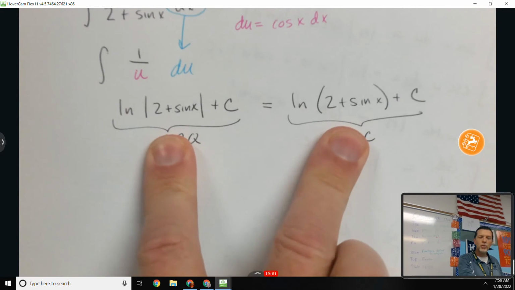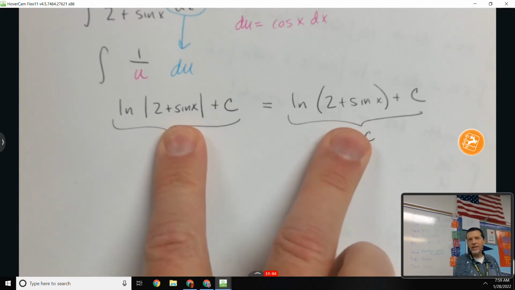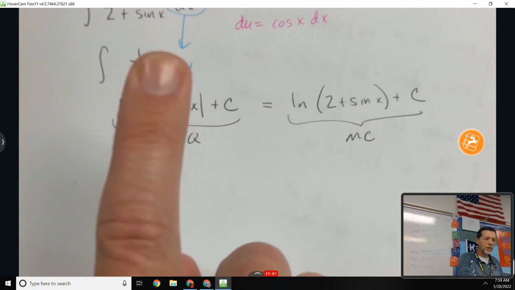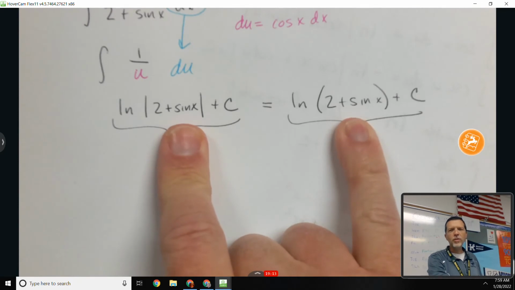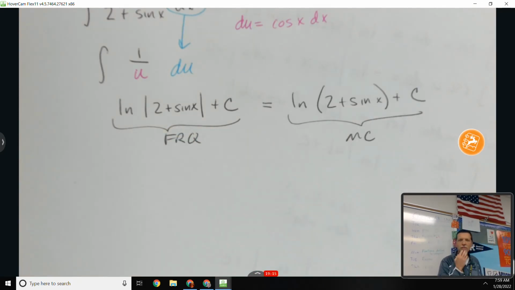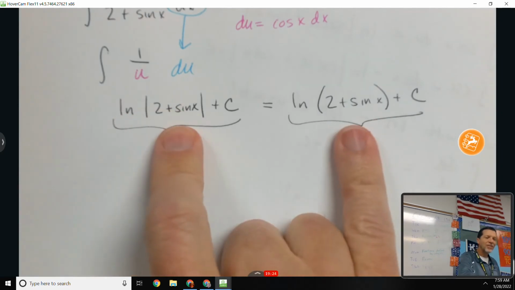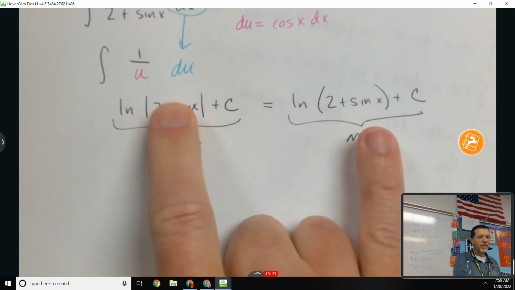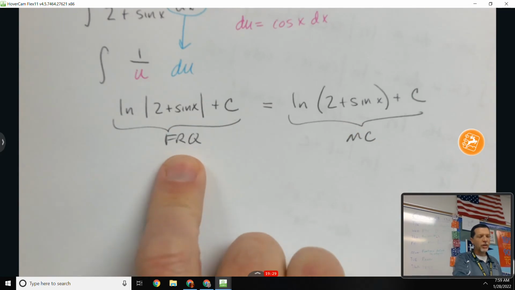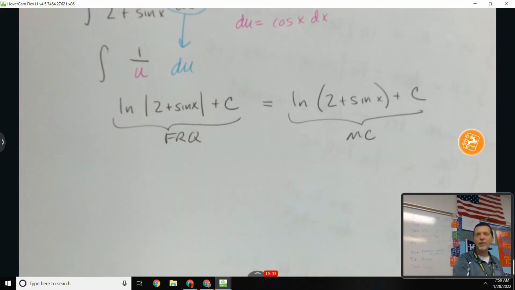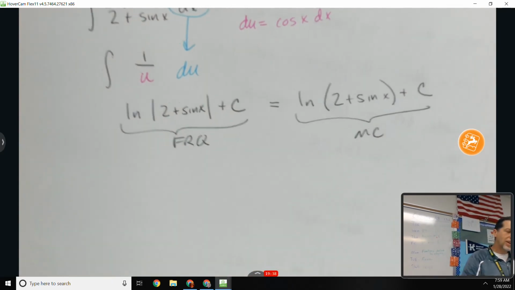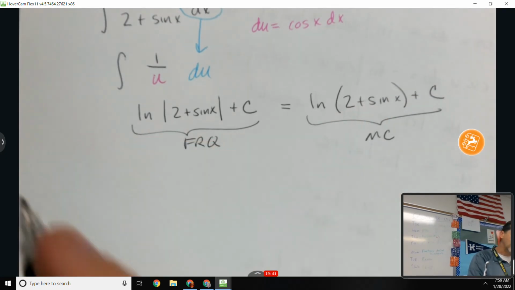And on a multiple choice test, they wouldn't give you both of these answers anyway, because they'd both be right. But if you're working the problem, you get here, you look at your answers, and there are no absolute value bars. Hopefully, at least enough of your brain says, wait a minute, something's going on. Most of you probably say, well, close enough, I'm going to circle that one anyway. And you'd be right, but I want you to understand why you're right. 2 plus sine of x is always positive. So, again, it's rarely going to matter, because if it's free response, you'll stop here and be fine. If it's multiple choice, this answer won't be there, and you'd pick that one anyway. But the reason is, absolute value of a positive number means you don't need the absolute value bars.